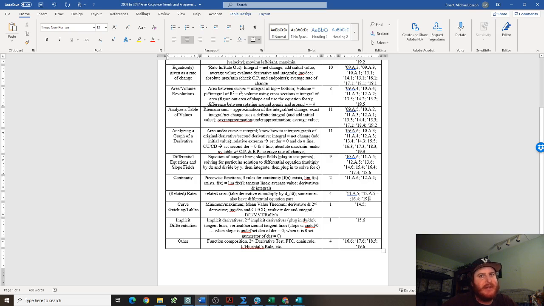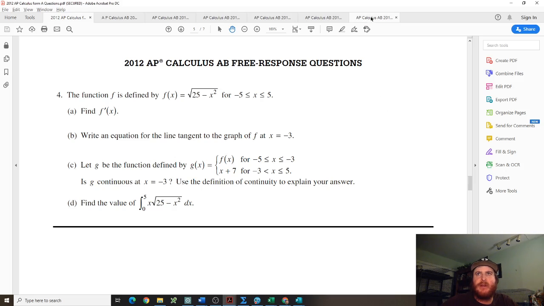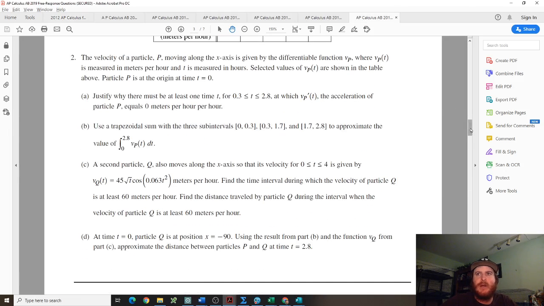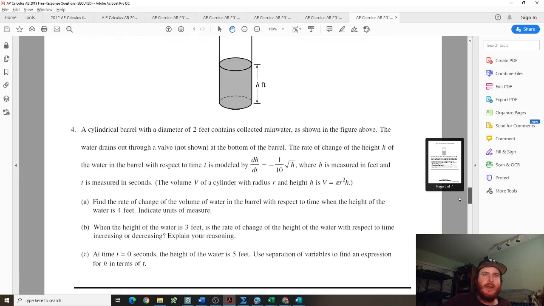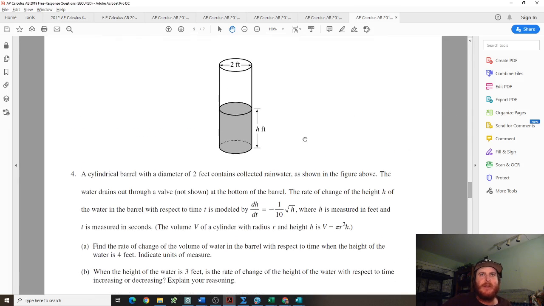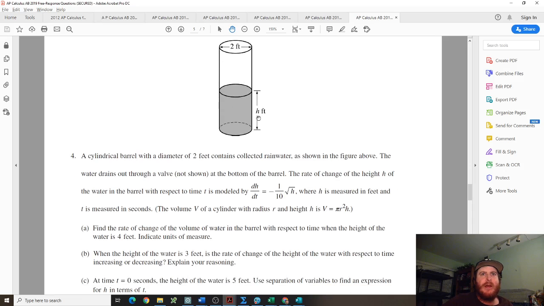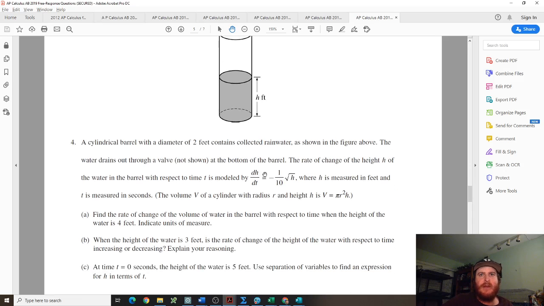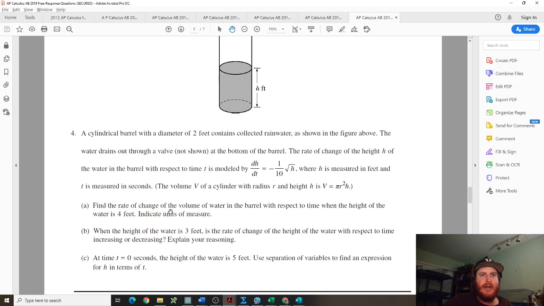My guess is it won't be on our test. It's not so common, but it definitely could be. So if we take a look at the one from 2019, it was honestly not too bad of a related rate. They just gave a cylinder, and then they gave an equation as well, v equals pi r squared h.